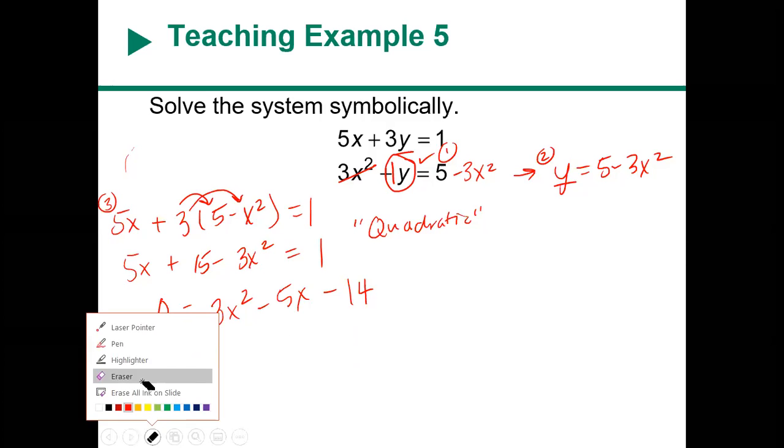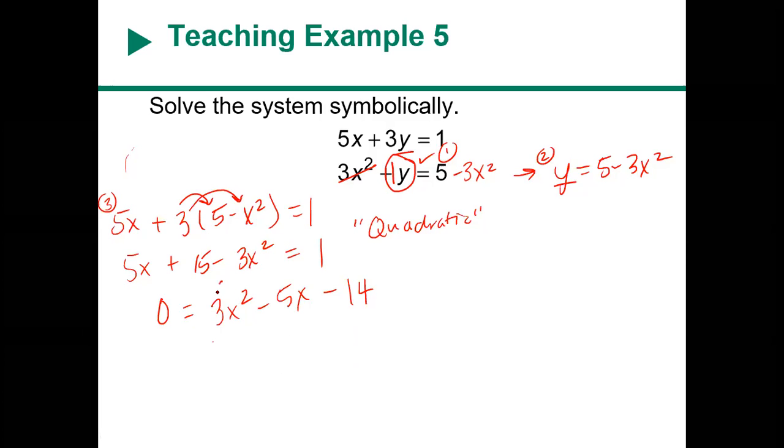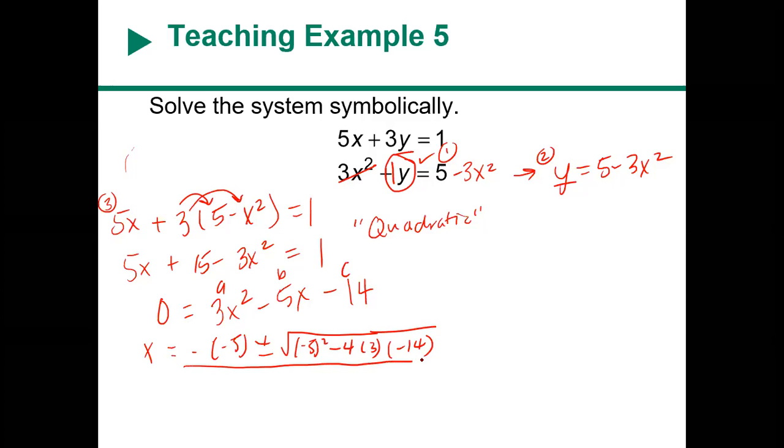So quadratic formula. Here's my A. Here's my B. Here's my C. And hit it. X equals negative B plus or minus the square root of B squared minus 4AC divided by 2A. All right. So I set up my quadratic. And now we're going to do the math for the quadratic.